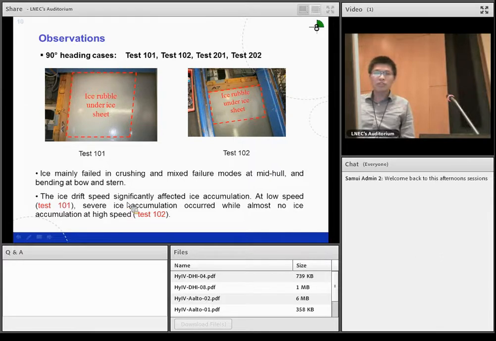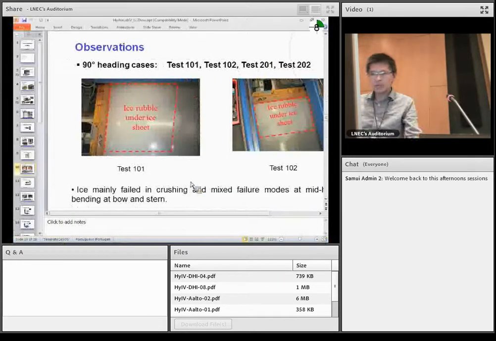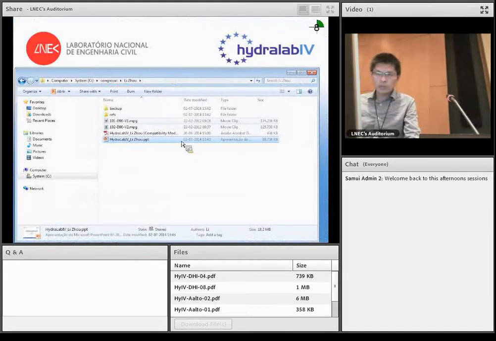The most interesting thing here is that ice drift speed significantly affected the ice accumulation phenomena. At the low speed, you can see there's a lot of ice floes accumulated on the level ice on the upstream of the ship, while at the high speed in this figure there's almost no ice accumulation. So here I would like to show the 2 videos on this phenomenon.